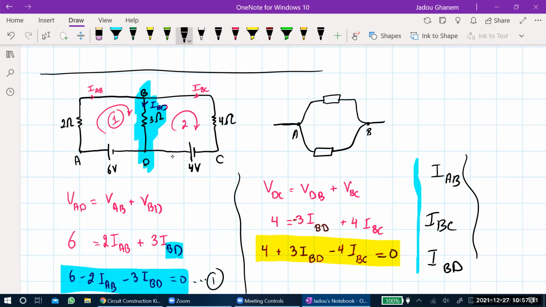How many equations do we need for three unknowns? Three equations. So can we create another equation, the final equation? Here we have two equations, equation number 1 and equation number 2. We need one more.